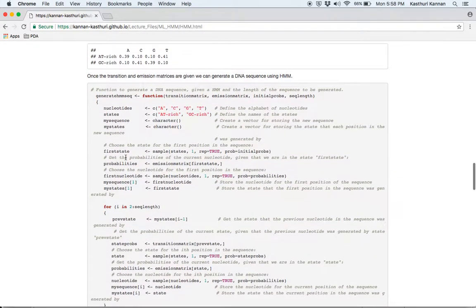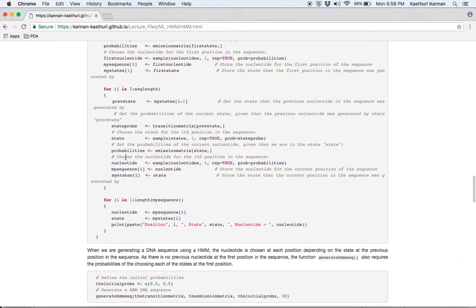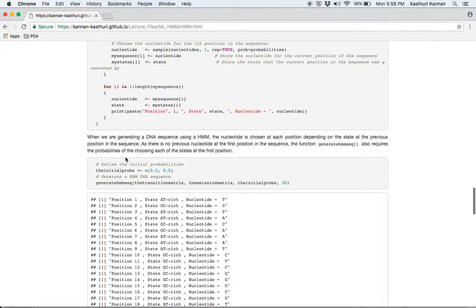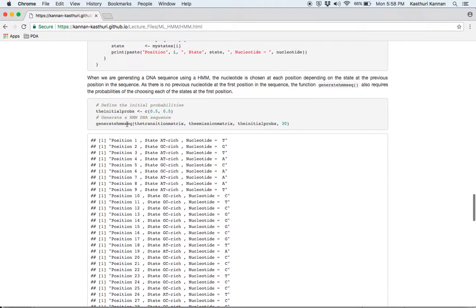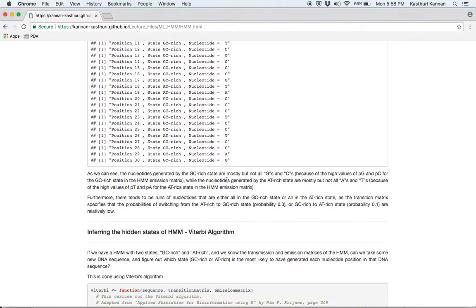Once you have these emission and transition probabilities, you can generate the DNA sequence, right? You can generate the sequence by taking these probabilities into consideration. So you define the initial probabilities for the states as 0.5 and 0.5, and then you can generate this. For position 1, it generated T, etc. This is actually for simulation. If you want to simulate a genome, make your own genome and then compare with the existing one, you can do that.